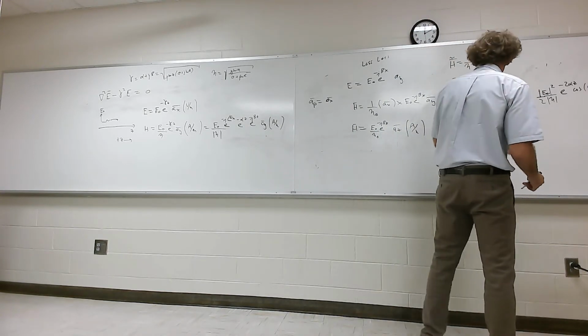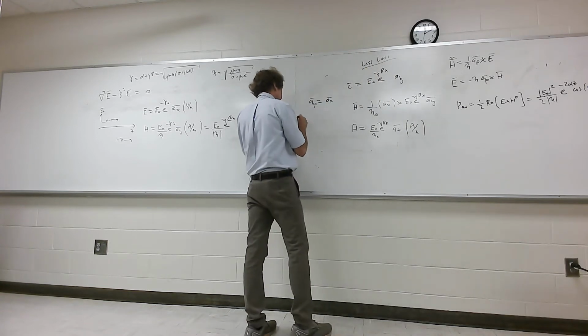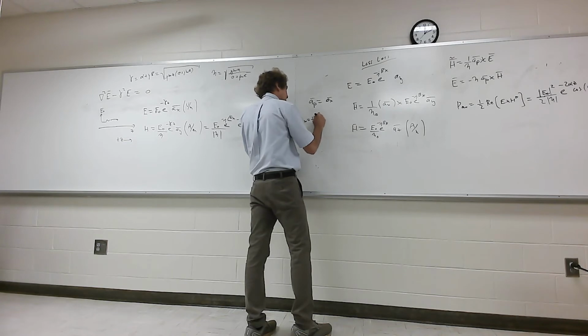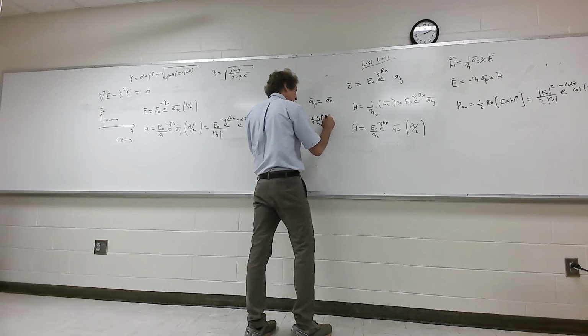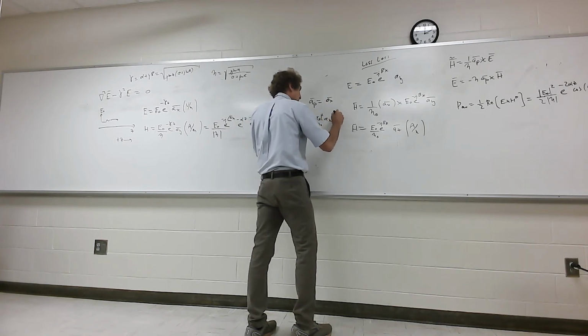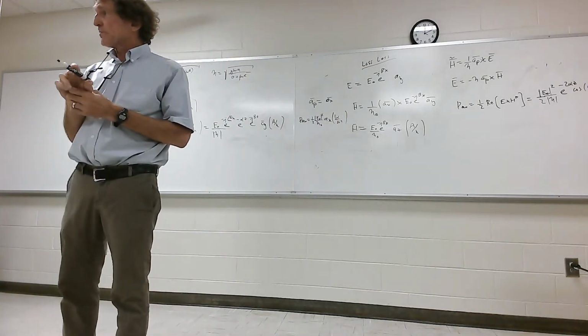Now, for this one, if it's lossless, then the power density becomes simply 1/2 magnitude of the E field squared over eta, and it would be in the direction of propagation, the AX direction. This would be watts per meter squared. And that's it in a nutshell. Do you all agree with that, class?